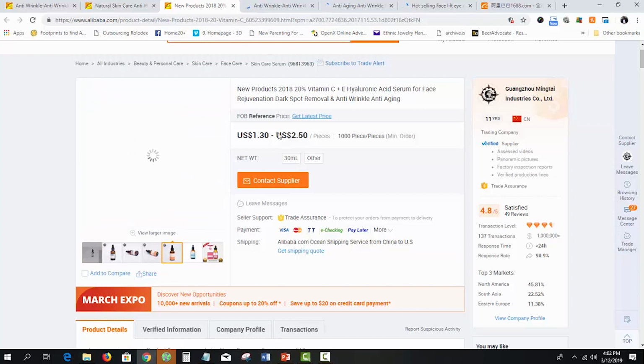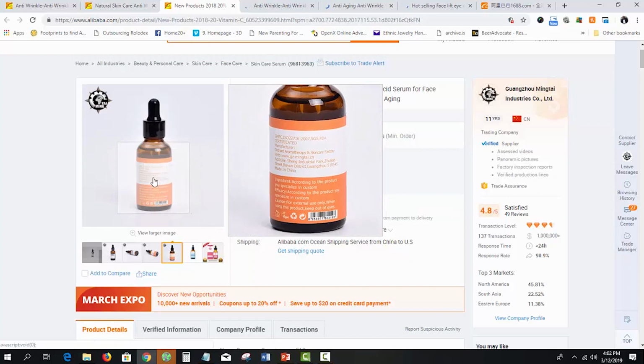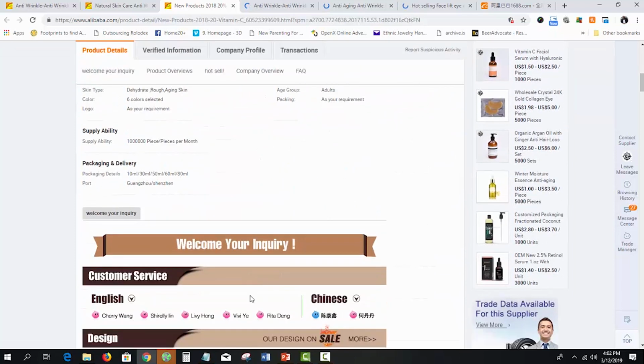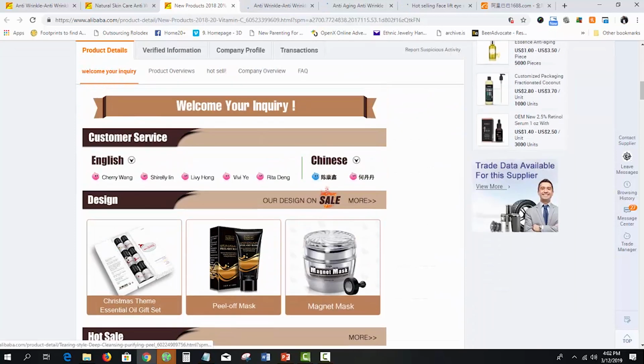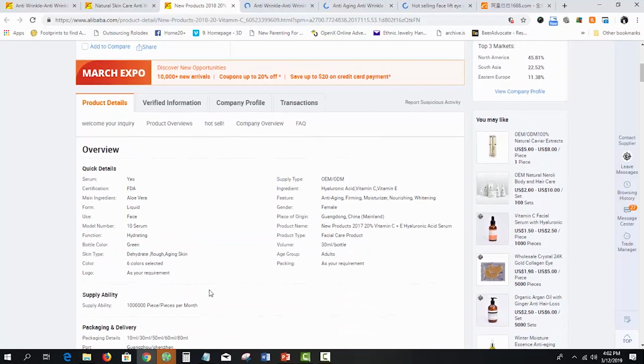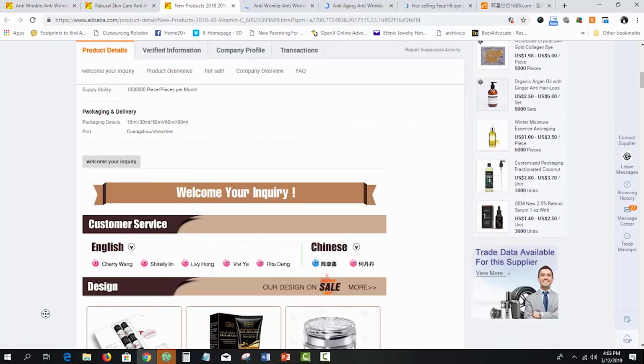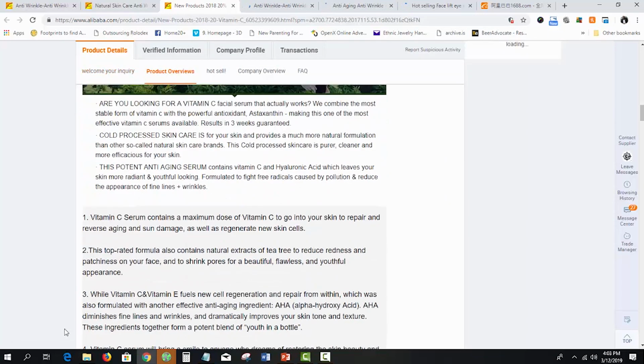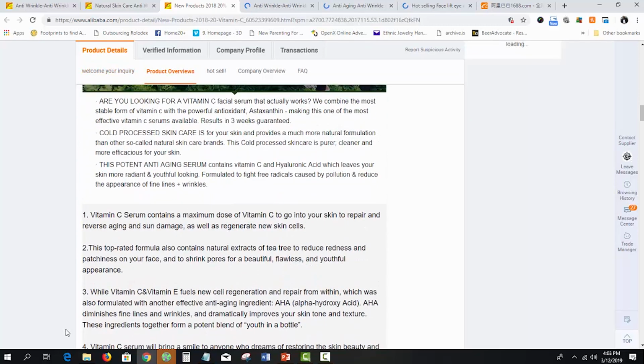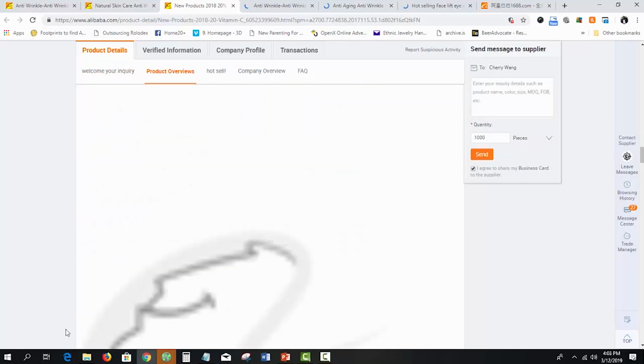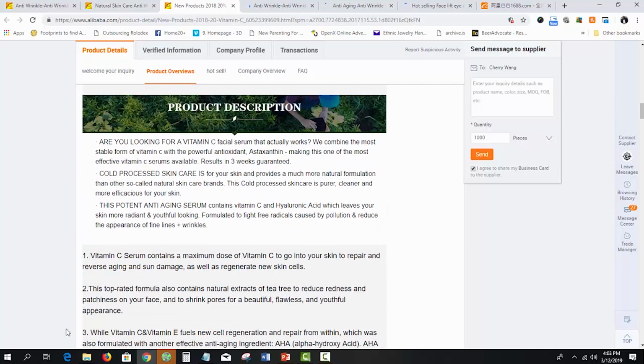So this is the product. Obviously they are moving a lot of these products, which tells me that if people are buying a lot of this product, it means the product most likely works, right? You can scroll down and see all the other different products that they have for sale. Well, these are the details for this particular product. The pictures are not loading yet, but they're going to load.